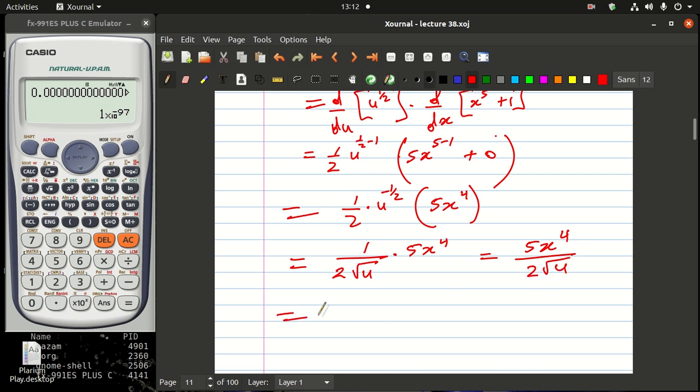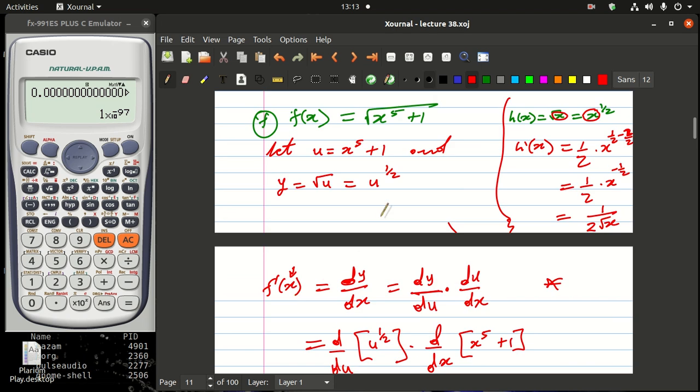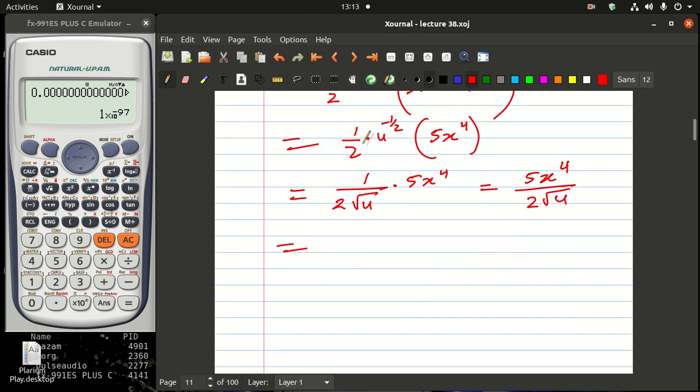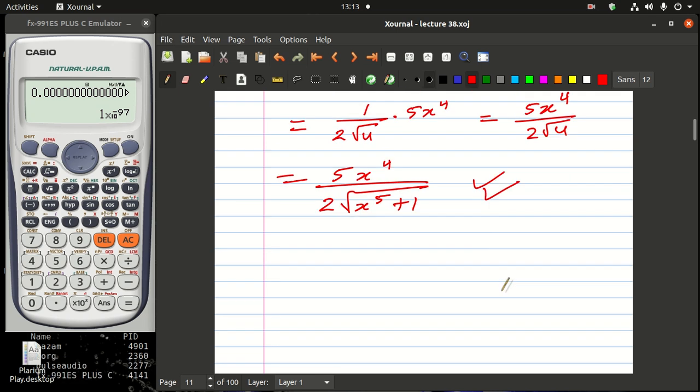But we did not have u in this equation here, so I need to replace u back, which is x to the power 5 plus 1. So this is going to be 5x to the power 4 all over 2 root x to the power 5 plus 1. That's what we're actually looking for in this particular question.